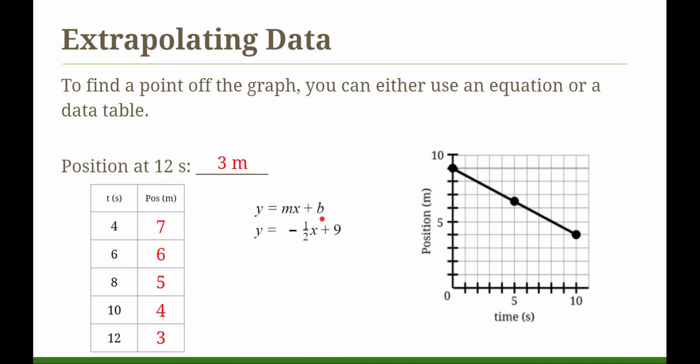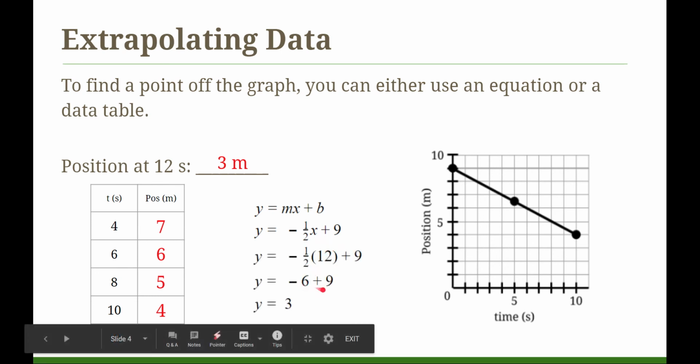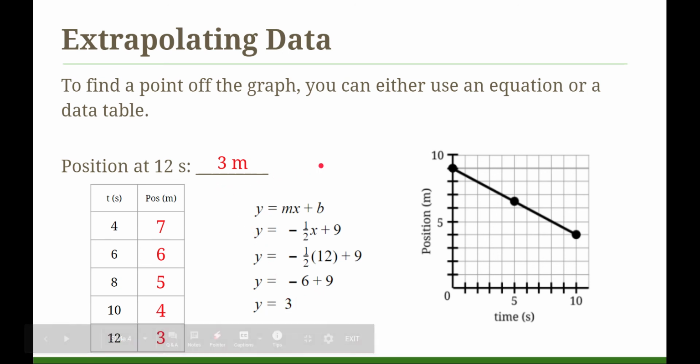And b, remember, is our y-intercept. So in this case, our y-intercept was 9, like we said, for starting position. So this is our equation. And then if we want to find the position at 12 seconds, we can just plug 12 in and then do our work. So negative 1/2 times 12 is negative 6, plus the 9 gets us a positive 3, and that's the same answer as the data table.